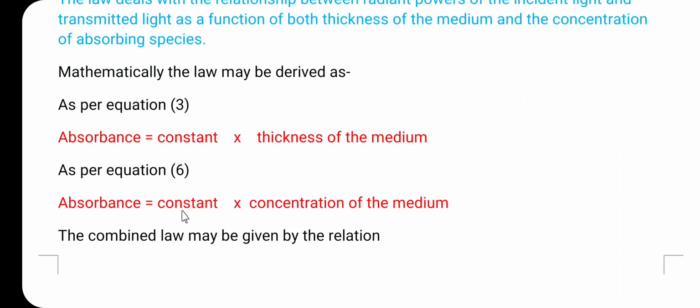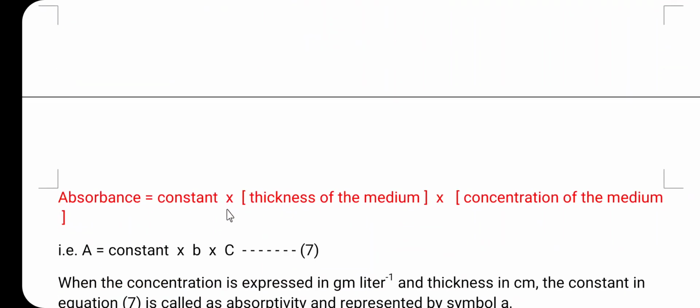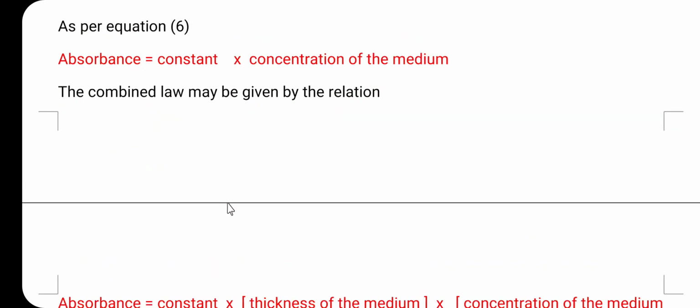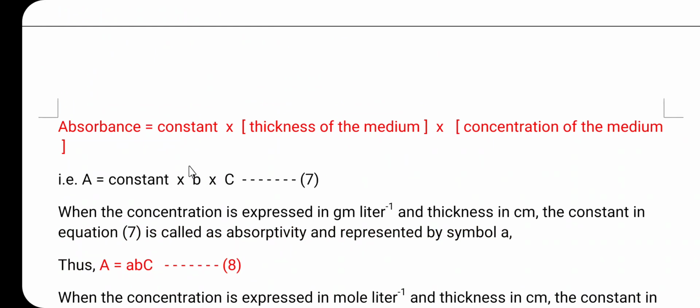So, here the absorbance is equal to constant into the concentration of the medium. So, when we combine these two equations, the combined law may be given by the relation. Here we can write that absorbance is equal to constant into thickness of the medium into the concentration of the medium, and here we get the equation 7, that is A is equal to constant into B, that is the thickness of the medium or the path length of the medium, and C, that is the concentration.